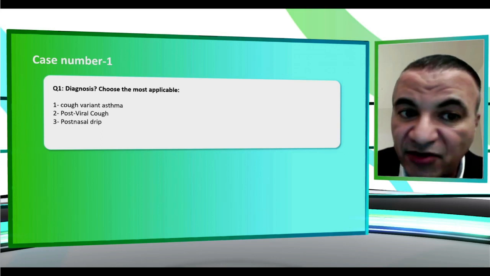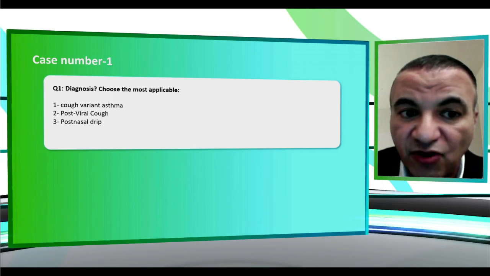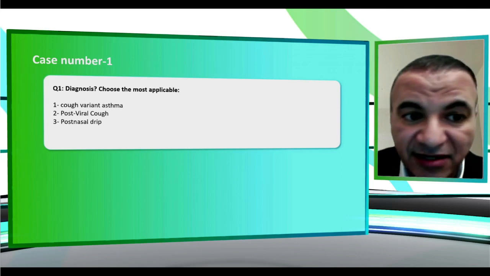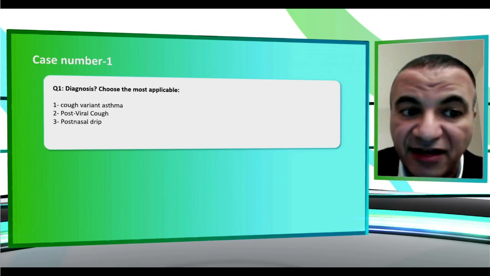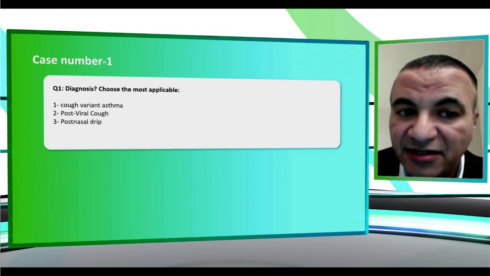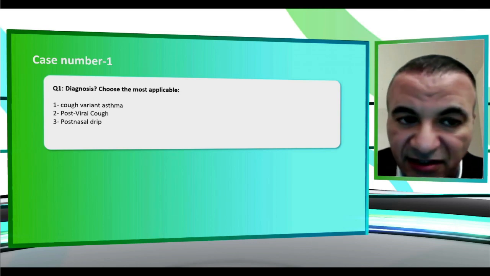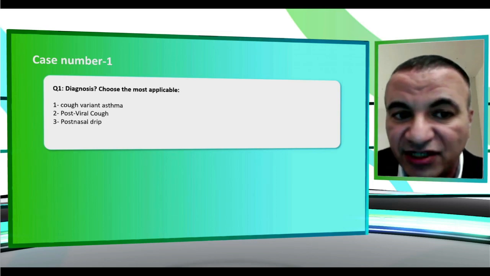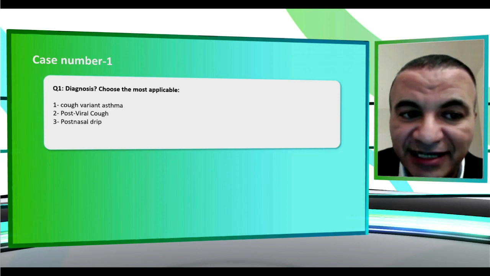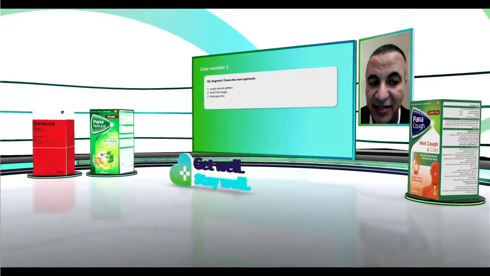So question number one, everyone will answer the poll. Choose the most applicable diagnosis. Is it cough variant asthma, number one? Choice number two, is it a post-viral cough? Choice number three, is it chronic postnasal drip? I'll give you time to answer the poll. Remember the case. It started as an upper respiratory tract common cold. Then he had this lingering cough. Everything is absolutely normal. All his investigations are normal: chest examination, ENT examination, breath test.